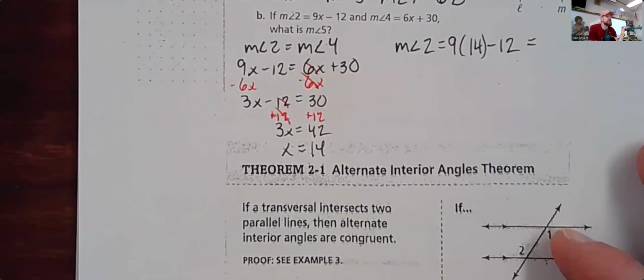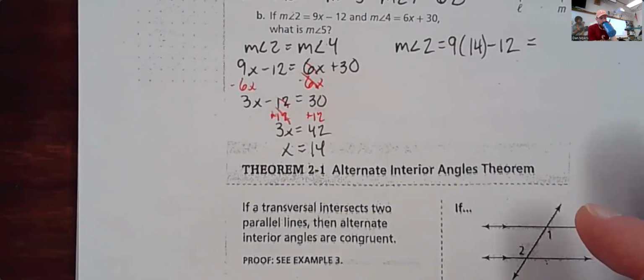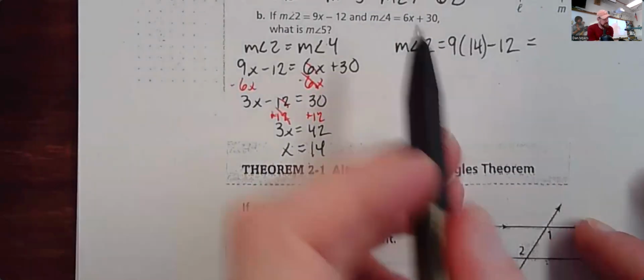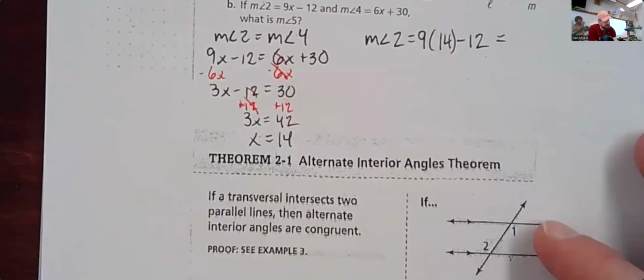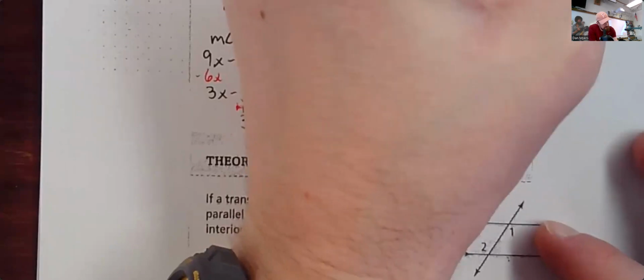Feel free to use a calculator. $114, good. 9 times 14 is 126. 126 minus 12 is 114. Good. So 114 degrees for that one.